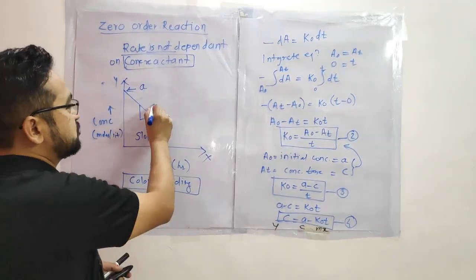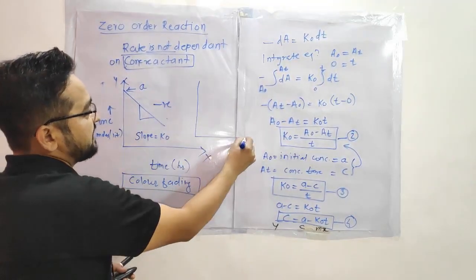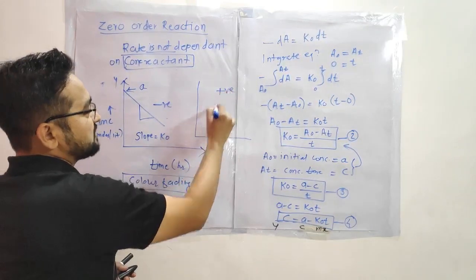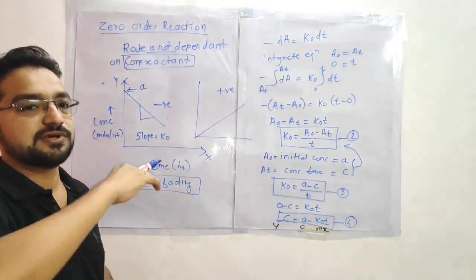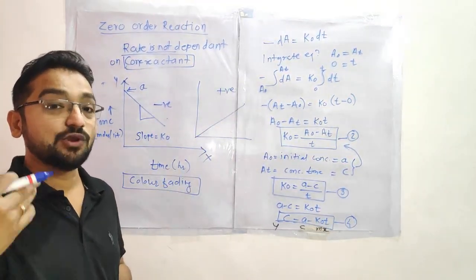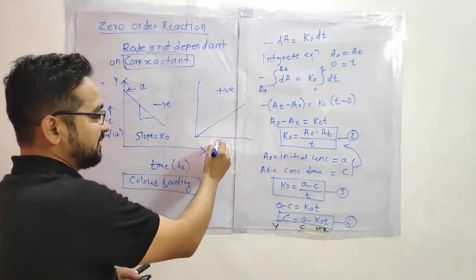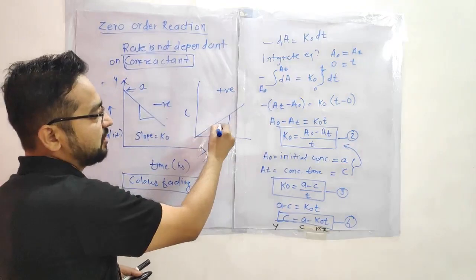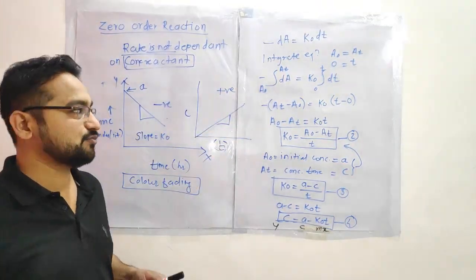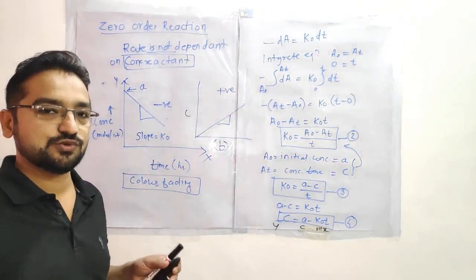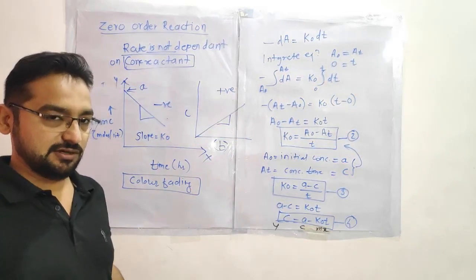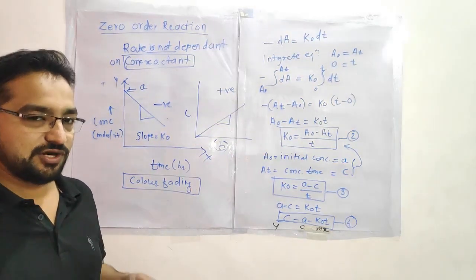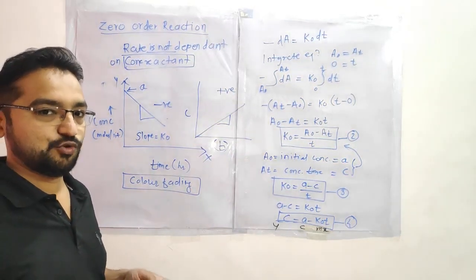So here the slope is negative. If you plot the same graph with a positive slope, this is also possible if your preparation is developing some color. The graph will be the same, with time over here and concentration over here, but the reaction will be somewhat different. So a positive slope is also possible if your reactant or product is developing the color.